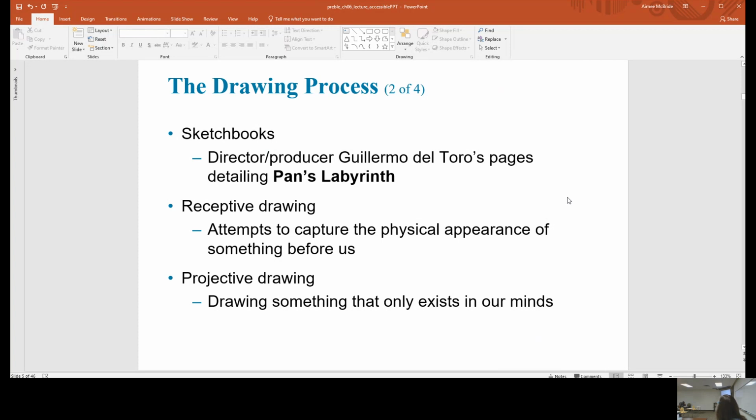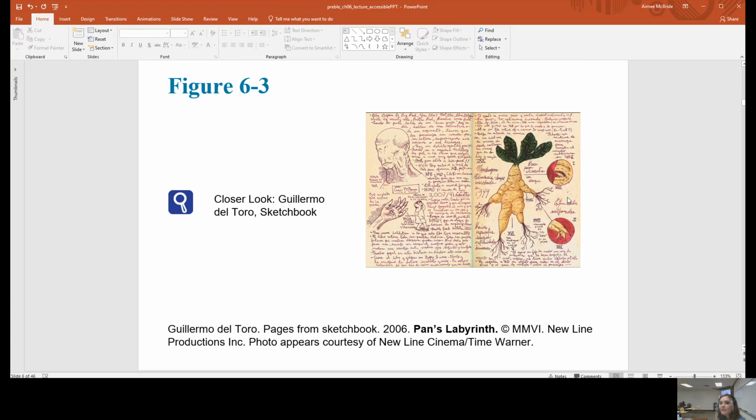Another example of an artist that uses sketchbooks, but not someone that's known for two-dimensional works, but more movies, is Guillermo del Toro. He often will sketch out ideas before he creates movies. In fact, he sketched out all of the character designs for Pan's Labyrinth, that particular movie, in a sketchbook, which you can see here, detailing all of the dimensions, what they should look like, their characteristics, quite specific as far as everything.